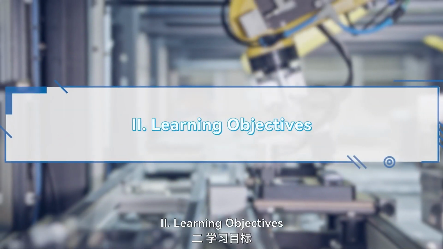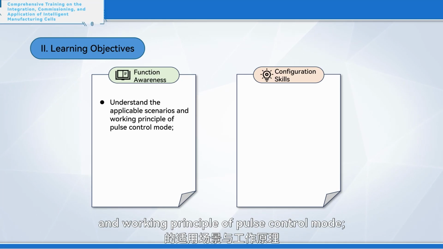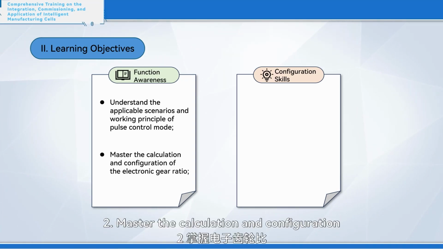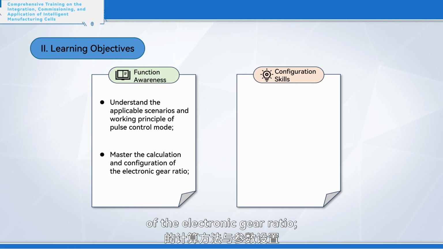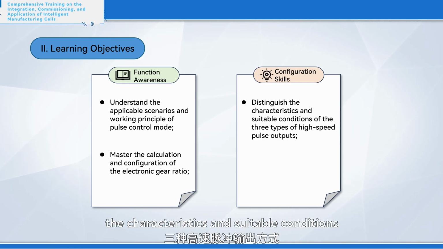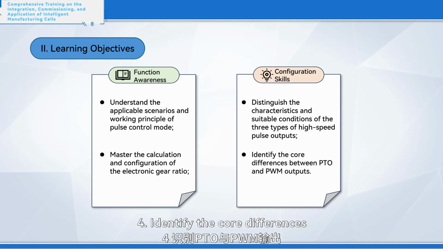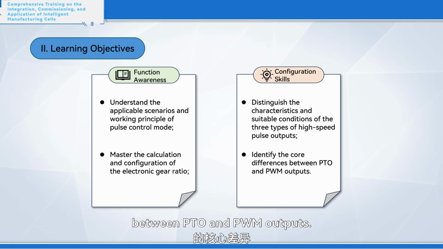2. Learning objectives. 1. Understand the applicable scenarios and working principle of pulse control mode. 2. Master the calculation and configuration of the electronic gear ratio. 3. Distinguish the characteristics and suitable conditions of the 3 types of high-speed pulse outputs. 4. Identify the core differences between PTO and PWM outputs.